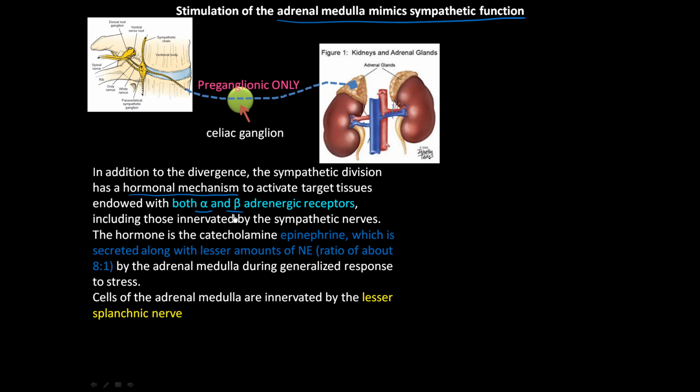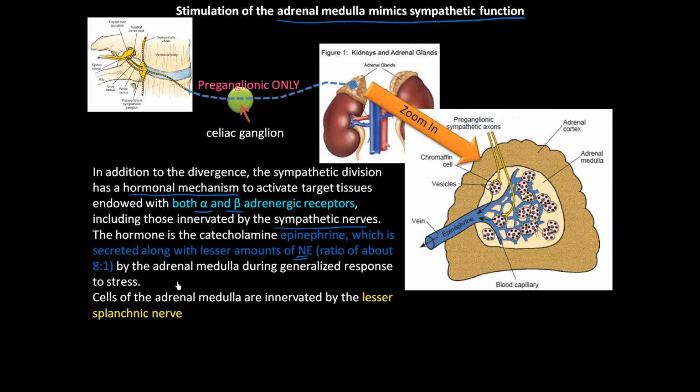So any cell or organ that has alpha or beta adrenergic receptors, these hormones that are released from the adrenal glands also act on these receptors, along with those that are innervated with sympathetic nerves. And the hormone is the catecholamines, epinephrine, which is secreted along with lesser amounts of the norepinephrine. So from the adrenal gland, the epinephrine is secreted 8 times more than the norepinephrine. So epinephrine is the catecholamine that is most secreted from the adrenal glands.